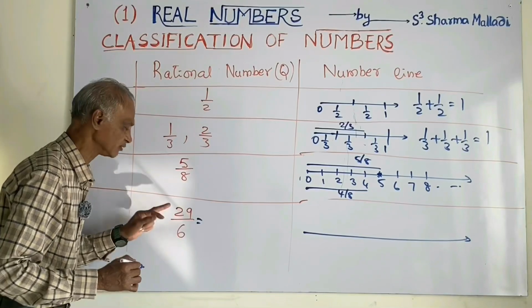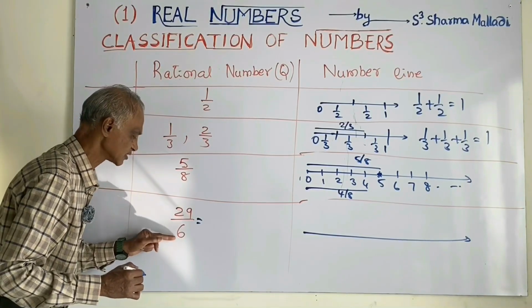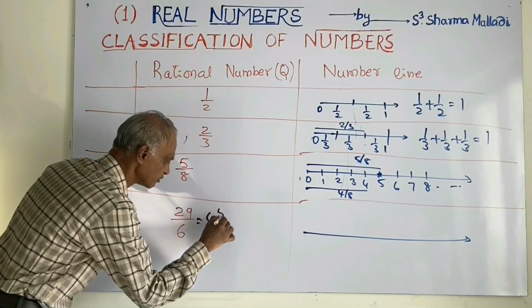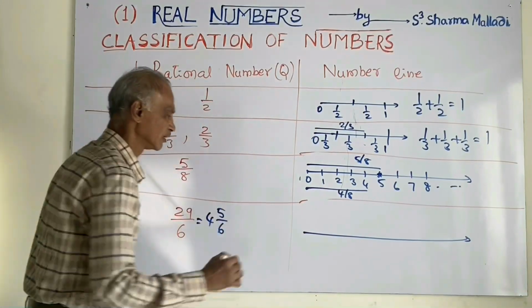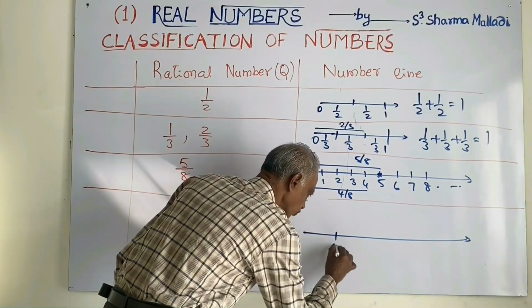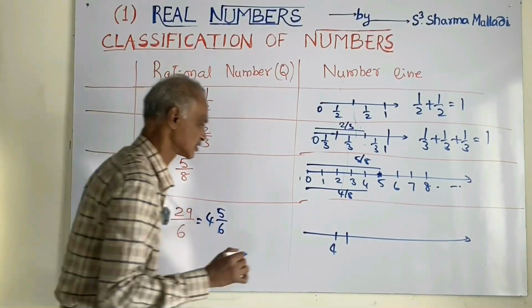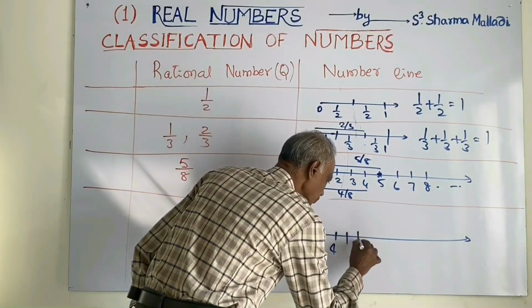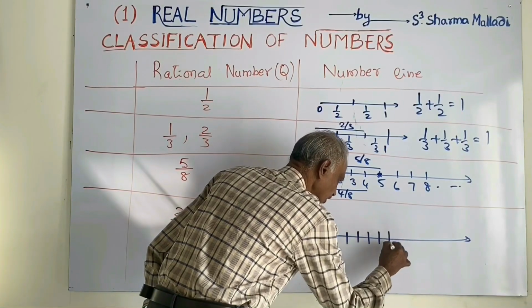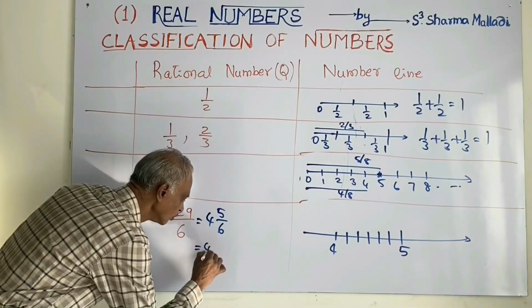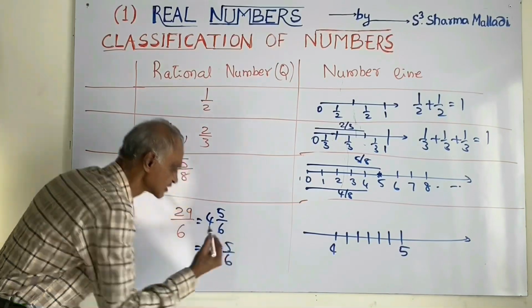I am dividing 29 by 6. 6 4s are 24. You are getting 5. 5 by 6. You have to start from 4. 1. You have to make into 6 parts. 1, 2, 3, 4, 5, 6. This is 5. This will be 4 plus 5 by 6.